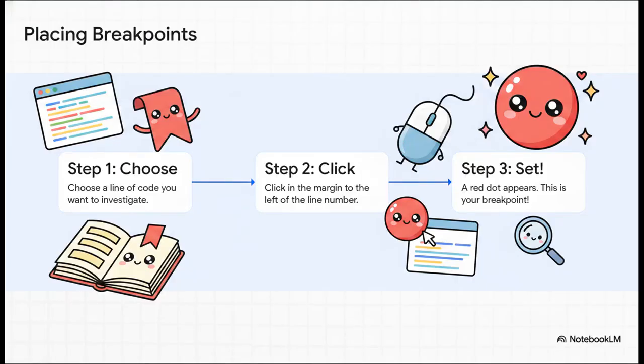First things first, we need to tell the debugger where to pause. And we do this by setting something called a breakpoint, which is literally just a bookmark in your code story. We'll find the line where the addition is supposed to happen, click in the margin right next to the line number, and poof, a little red dot appears. That's it. You've just set your first breakpoint.